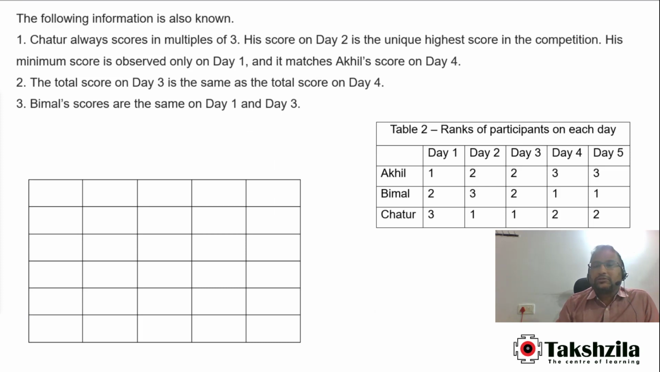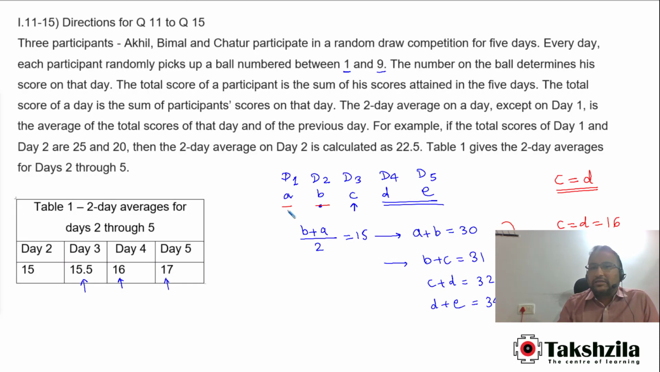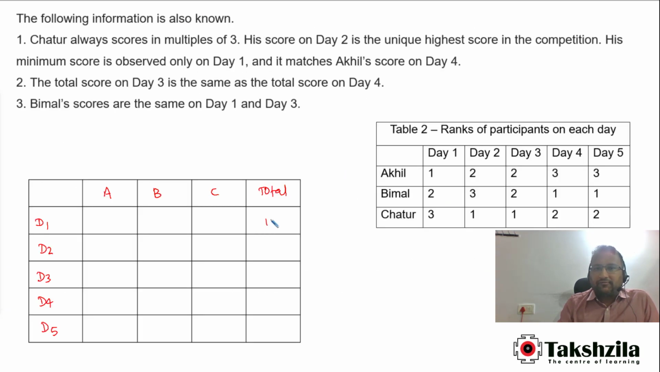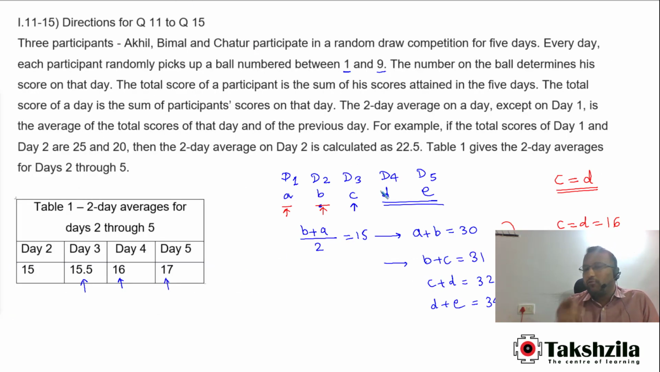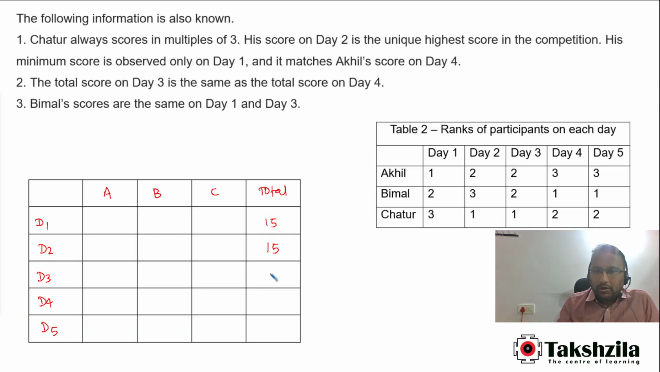So over here the table is going to be like this. This is the score for day 1, day 2, day 3, day 4 and day 5. These are the scores for A, B and C, and this is the total score. We already calculated that the total score of day 1 is 15, day 2 is 15, and the total scores of day 3, day 4 and day 5 are 16, 16 and 18.